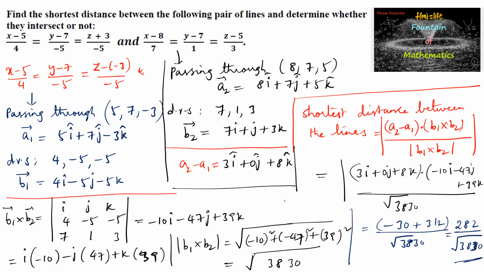And also we can conclude that since the direction ratios are not proportional, they are skew lines which are not intersecting. So these lines are not intersecting because they are not parallel.